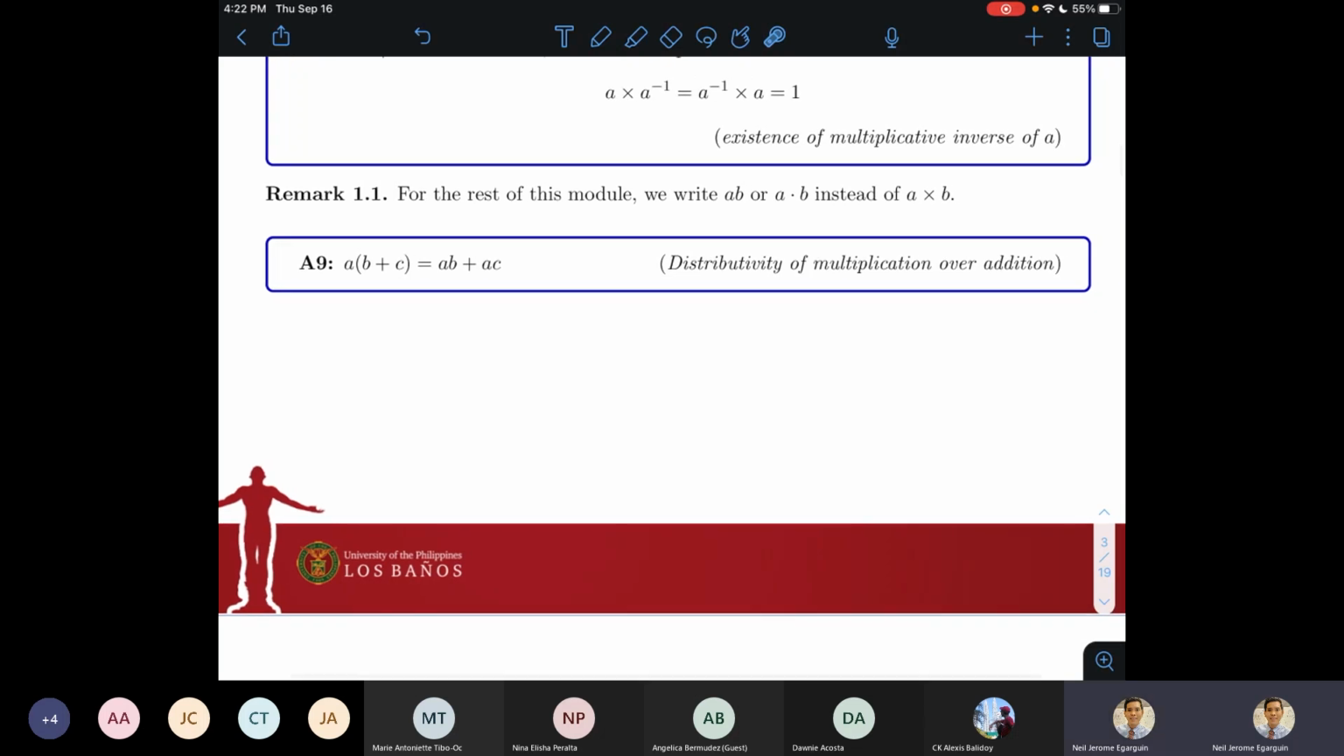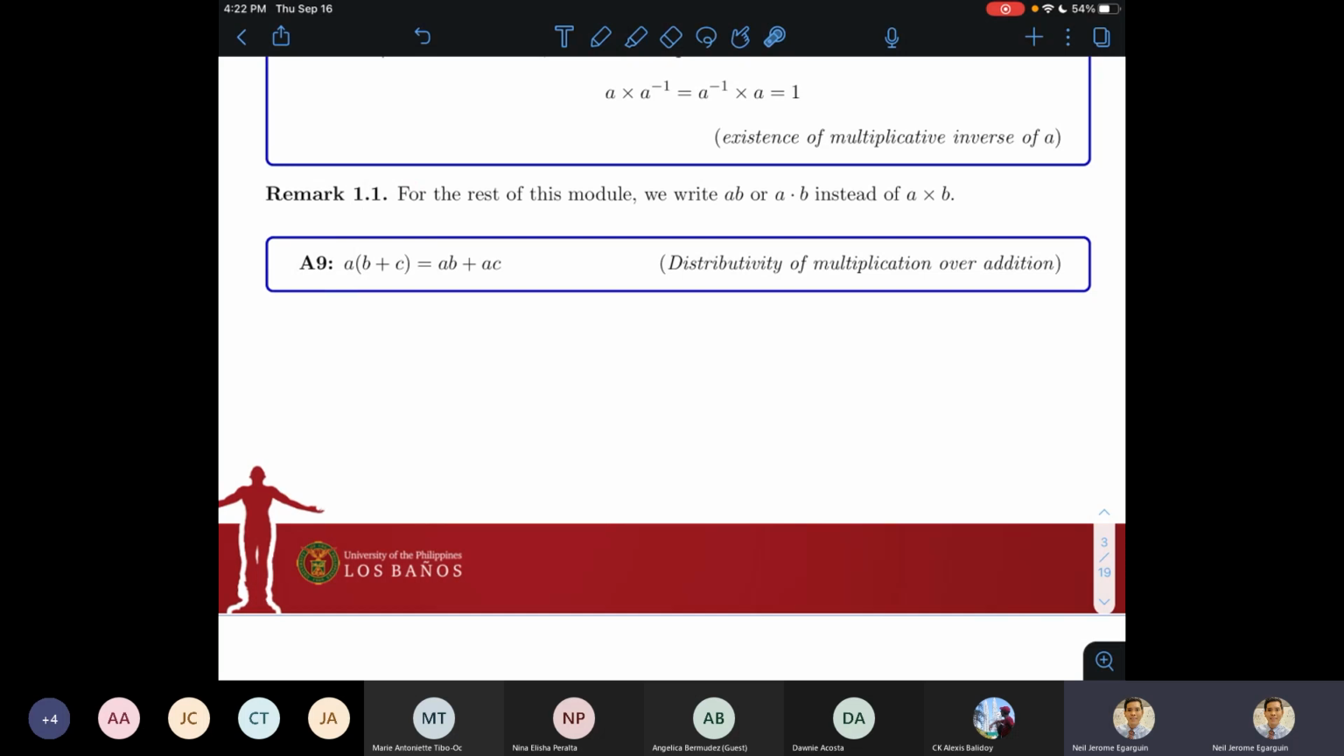And then di pa doon natatapos yung list of axioms natin. We have axiom 9, which is the first property that is shared by multiplication and addition. Here we are saying that multiplication is distributive over addition. So if you are multiplying a real number and a sum of two real numbers, we can distribute the multiplication by A over the sum. So yung A na to, papasok siya dun sa product. So we'll have A times B plus A times C.